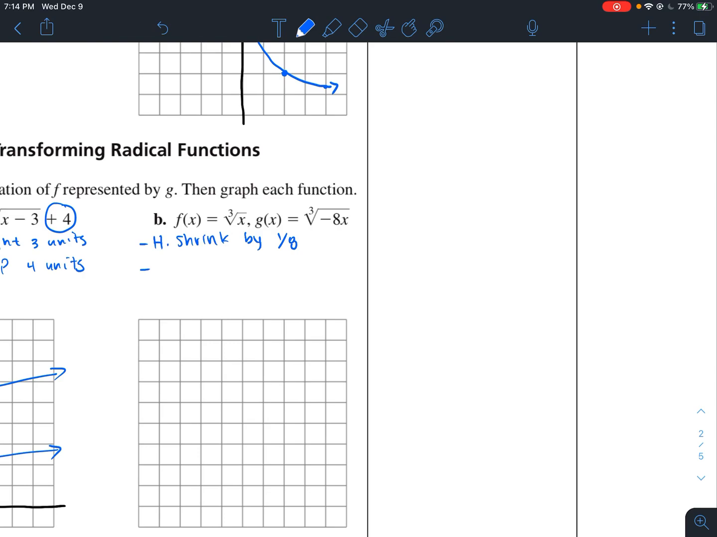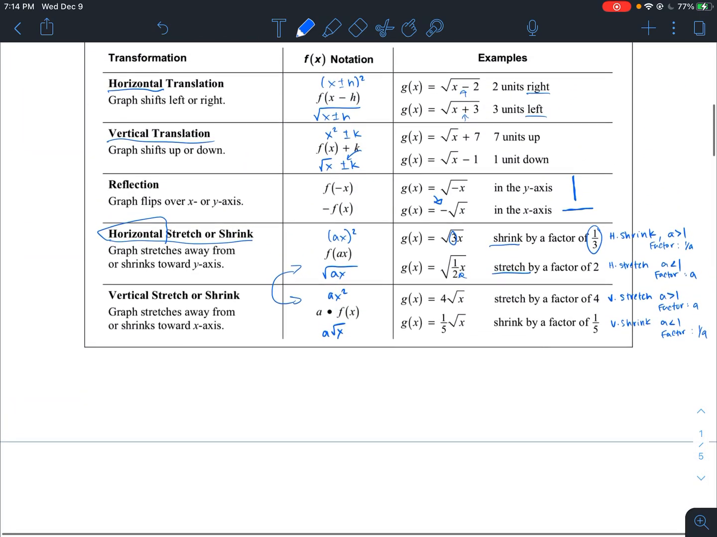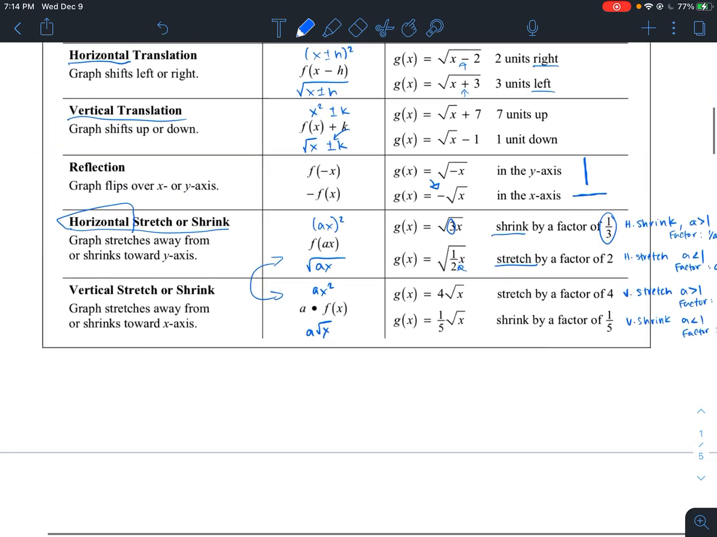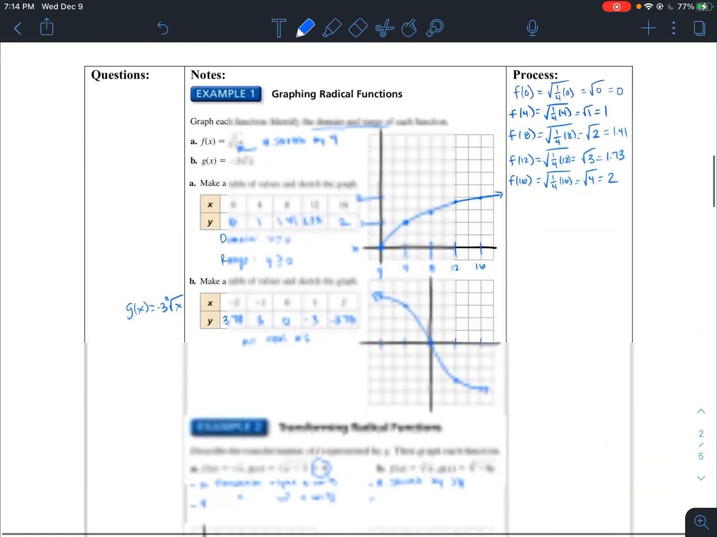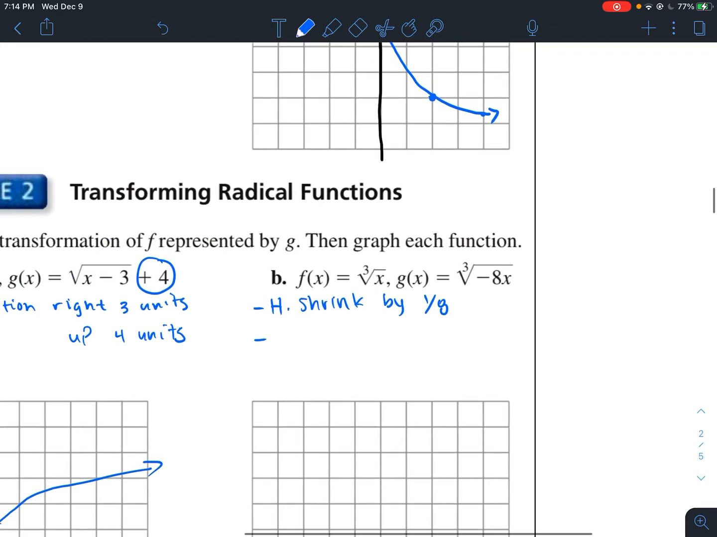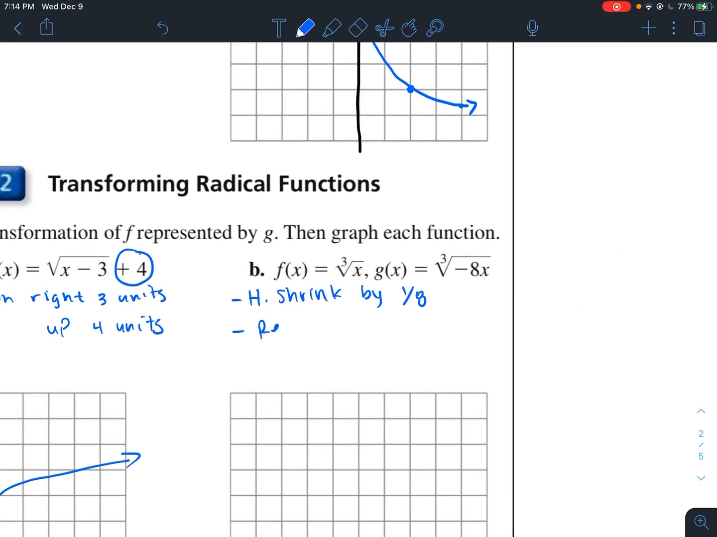And then with the negative being inside, being multiplied by negative, that's going to be a reflection in the y-axis.